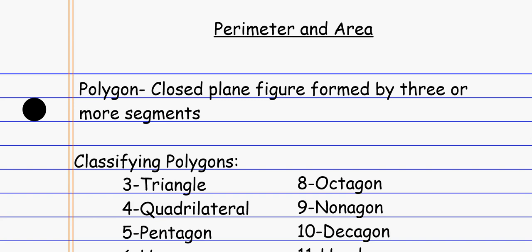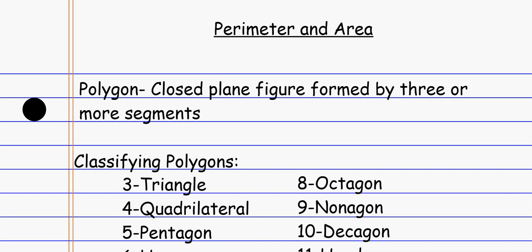Hi there, folks. Today we're looking at perimeter and area. And so the first thing we're going to talk about is polygons. In general, polygon means many sides. So it's a closed plane figure formed by three or more segments. All right. And we've already dealt with polygons, probably of a different number of sides.